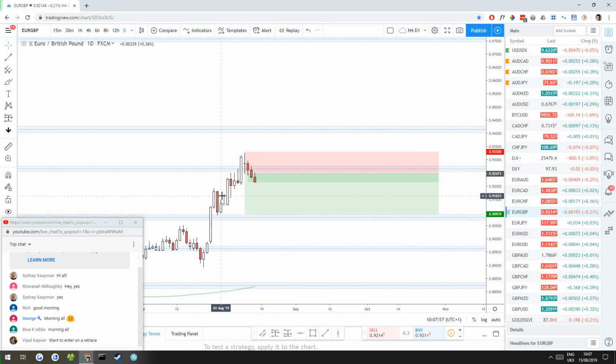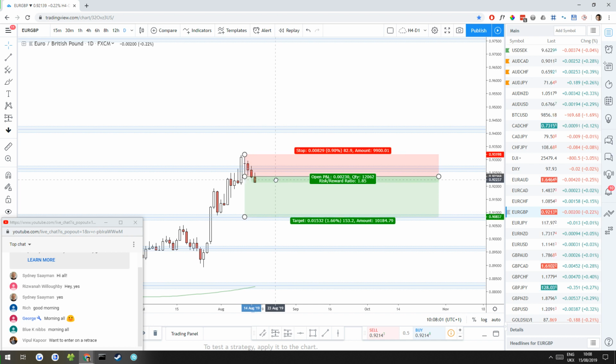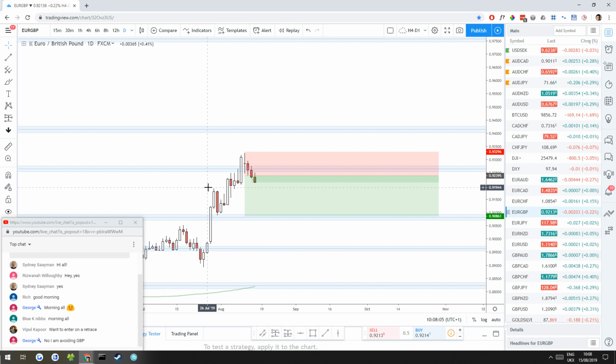Too late to enter on a retrace, man. The time has passed. It had a retrace this morning, so if you wanted to enter on a retrace, you should have been in already.